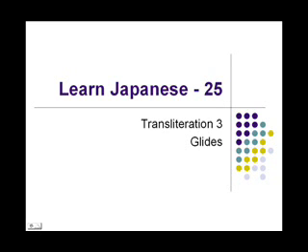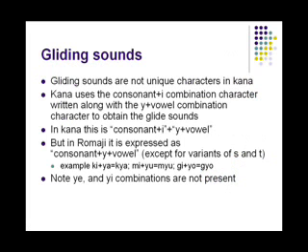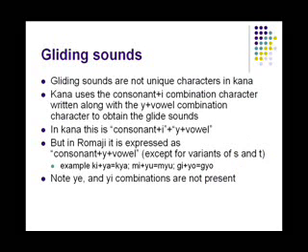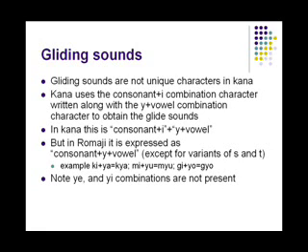In this lesson, I will cover sounds called glides. Gliding sounds are combinations of English consonants with ya, yu, and yo. Gliding sounds are valid sounds in the Japanese language, but they do not have a unique character in katakana or hiragana. They are written as a sequence of two Japanese kana characters.